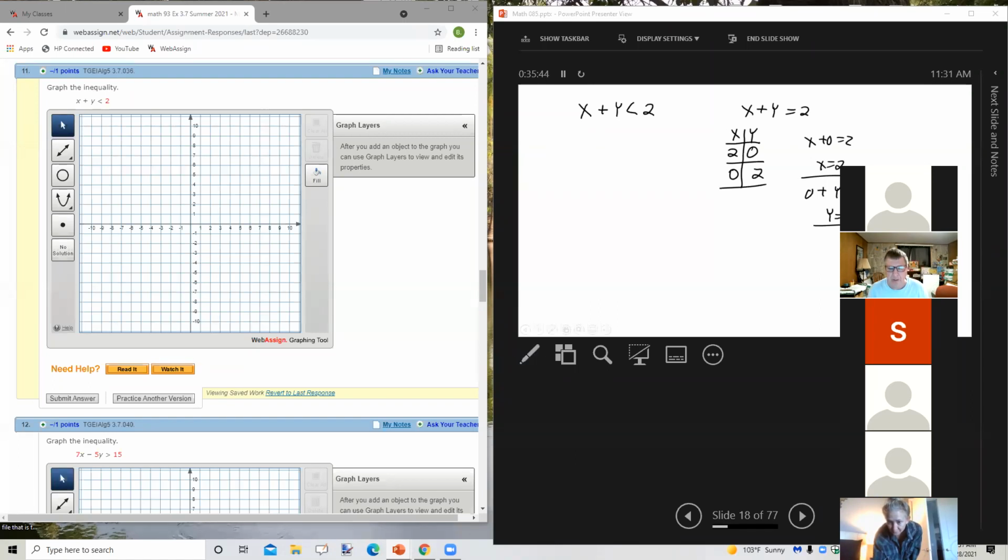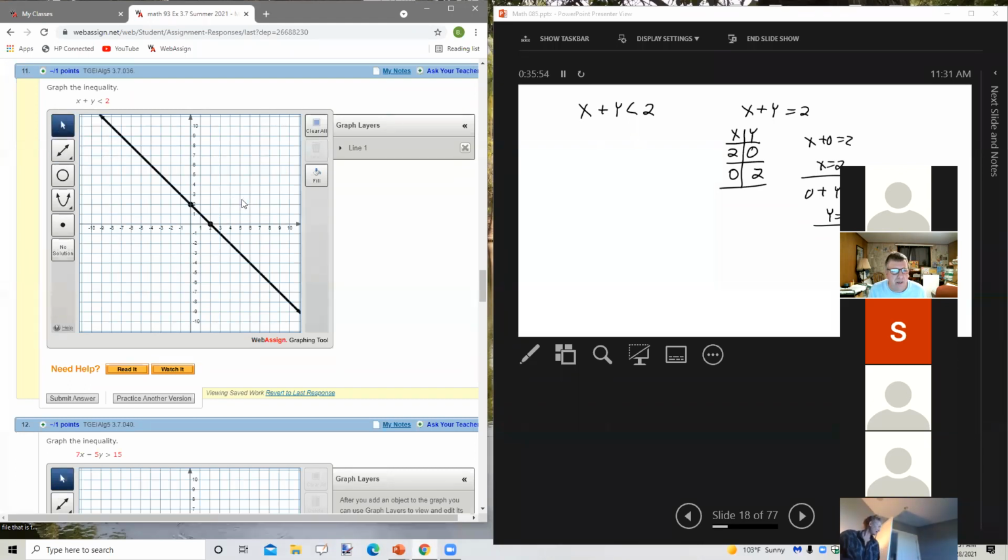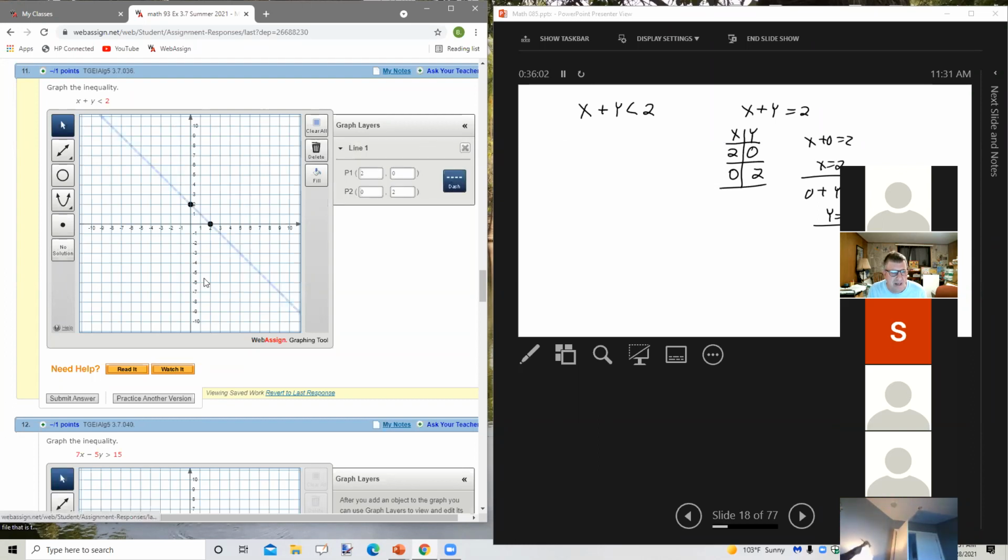Okay. So now I'm going to go over here and click that till it's blue. 2, 0, 0, 2. Okay. But notice it does not include the equal sign. So I'm going to have a dashed line. And also my ordered pairs are correct there because they were nice ones.